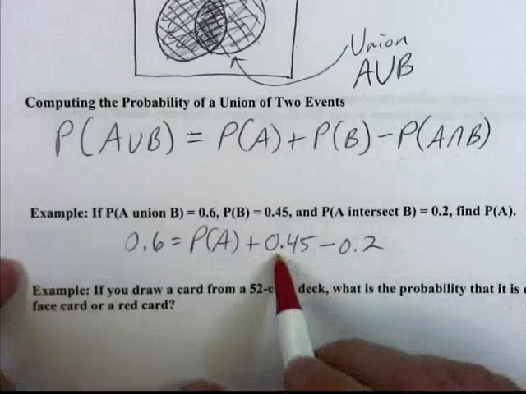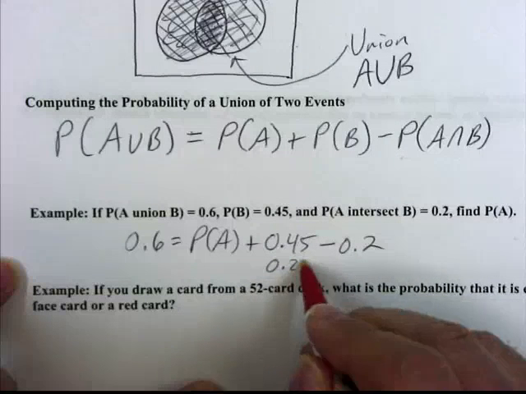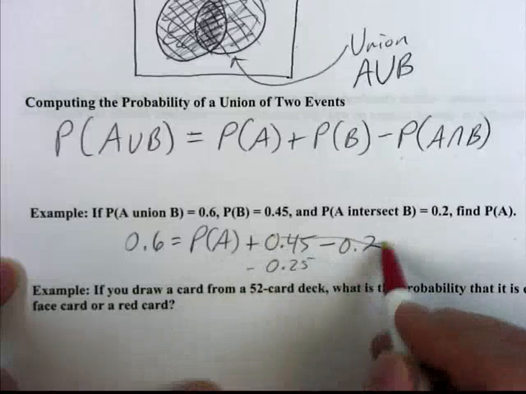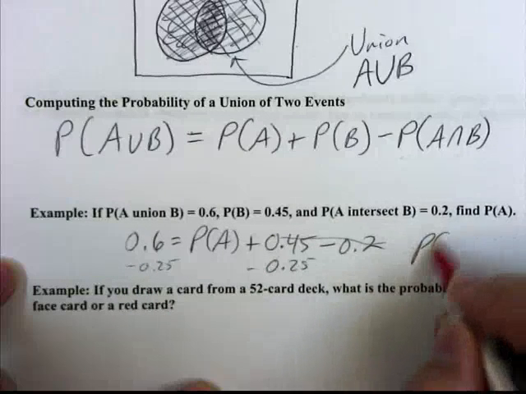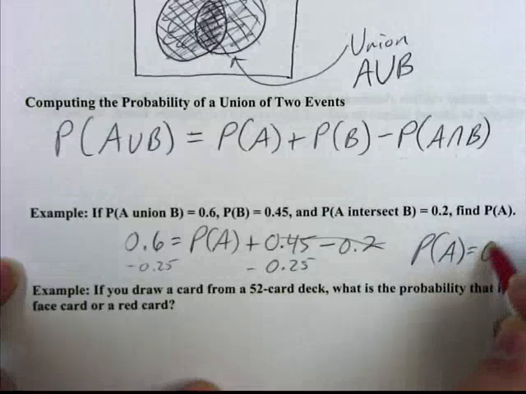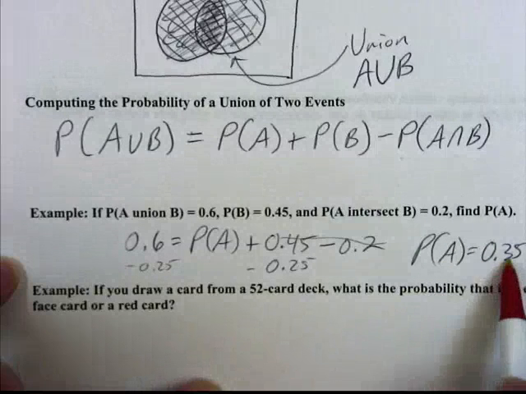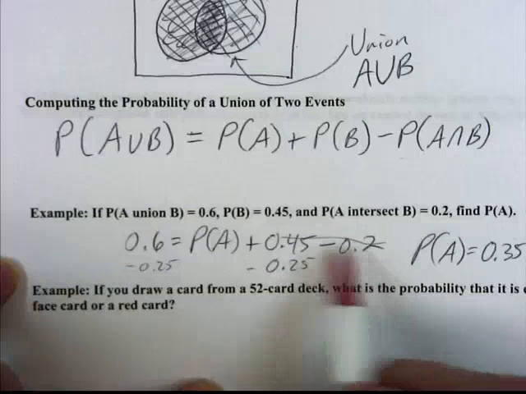So notice 0.45 minus 0.2, that would end up giving us a 0.25 plus. And then if we subtract 0.25 from both sides, probability of A is going to be 0.35. Okay? So 0.35 plus 0.45, that would give us 0.8 minus 0.2 gives us 0.6.